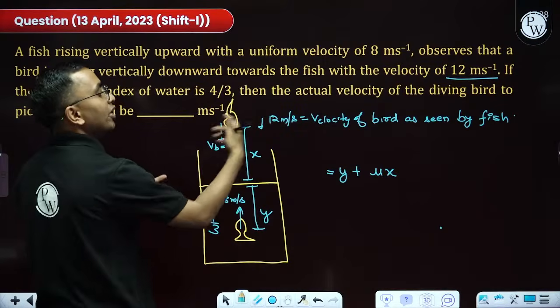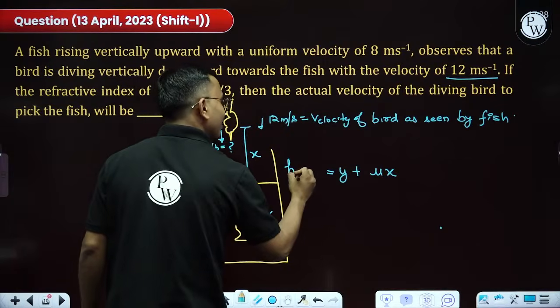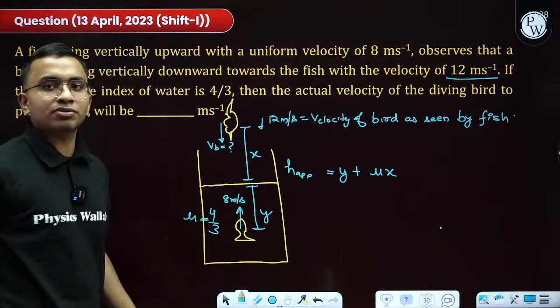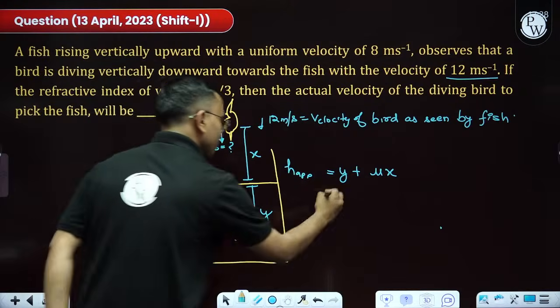This will be the apparent height, the apparent height of the bird with respect to fish. Now differentiate this equation.